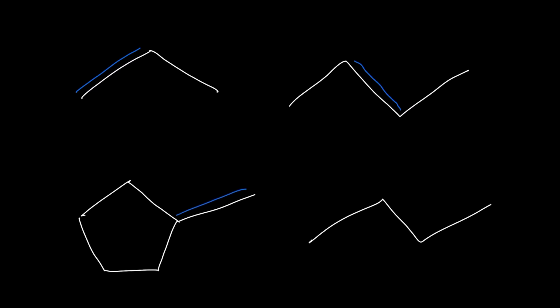Now let's go ahead and talk about a few examples, and this will be some practice for you. Try and figure out if you can have a cis or trans isomer within these structures, and try and figure out if it's cis or trans. Feel free to pause the video and work on these.